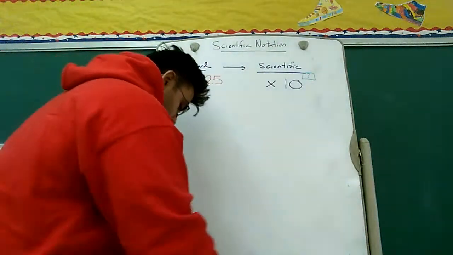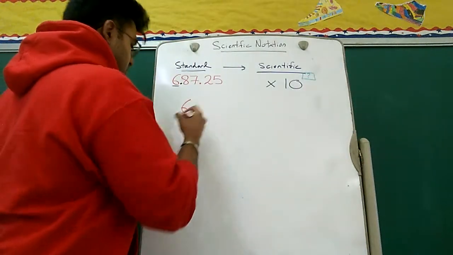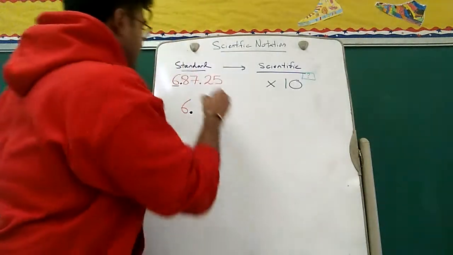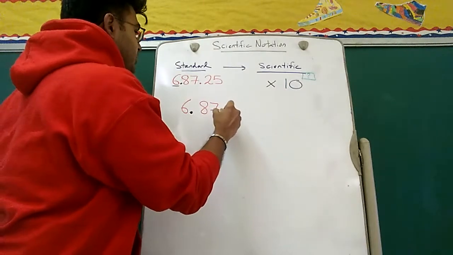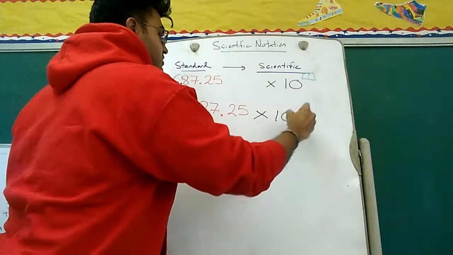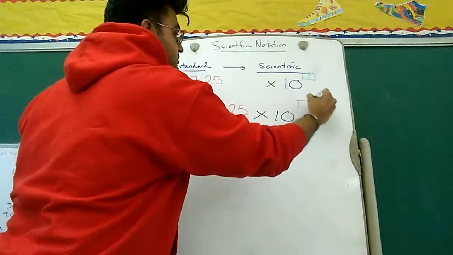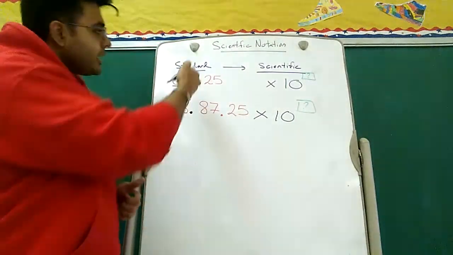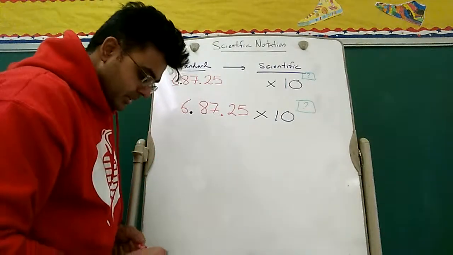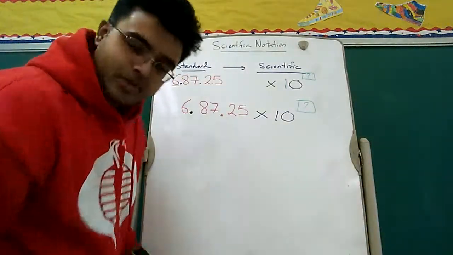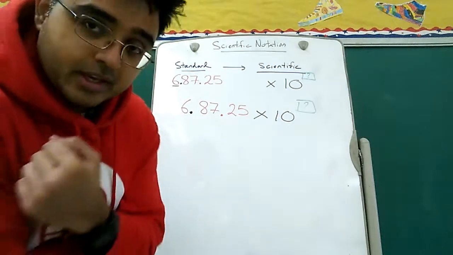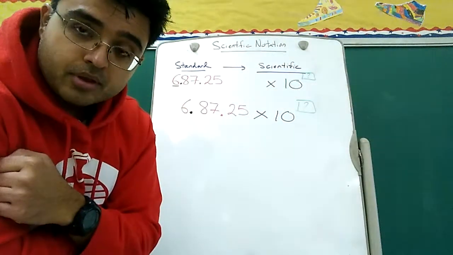We've got 6.87.25 times 10 to the power of some number. I just wrote down exactly what was here, and just joined them up together. Now, we've got a problem over here. We've got two decimal points. We can't use two decimal points. Someone's going to have to help us figure out the right decimal point over here, and also figure out what number goes over here.